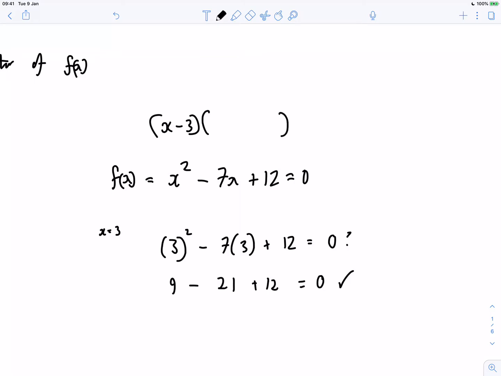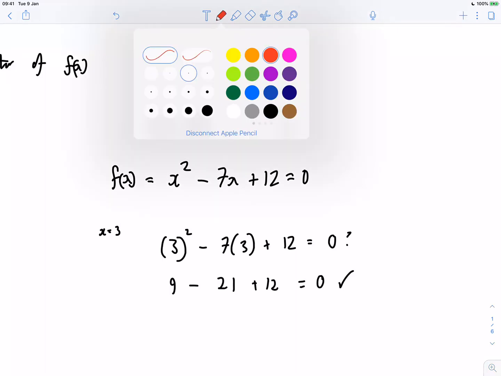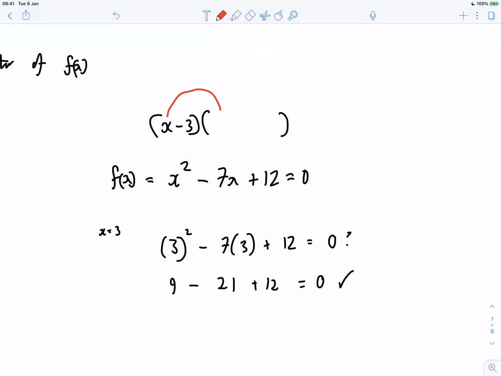So x minus 3 times something will give x squared minus 7x plus 12. And you can probably guess what's going to happen. x times what will give the x squared, that must be x. And minus 3 times what must give a positive 12, that must be minus 4. And you can see how that works out, because minus 3x there and minus 4x there will indeed give the minus 7x.